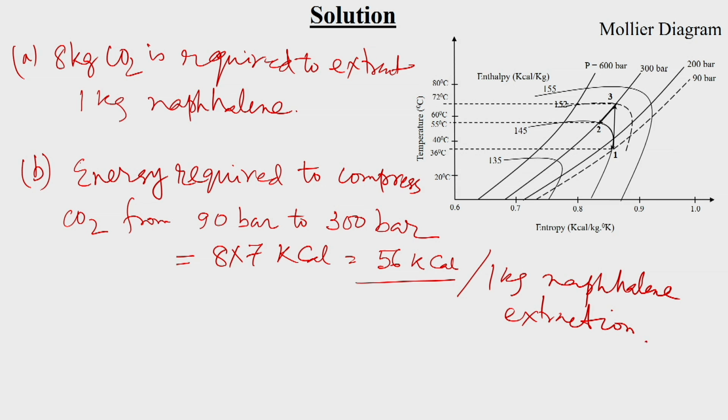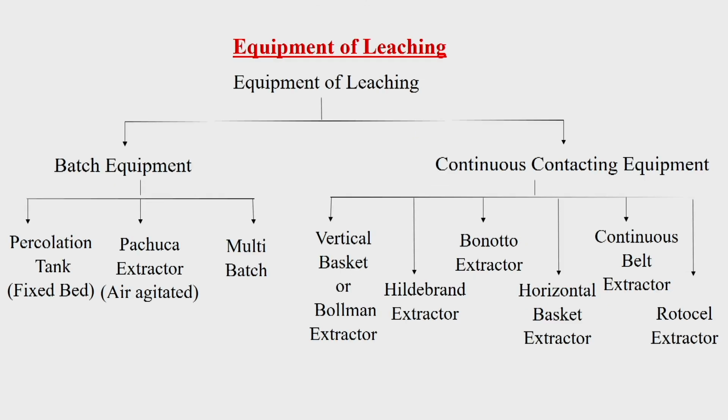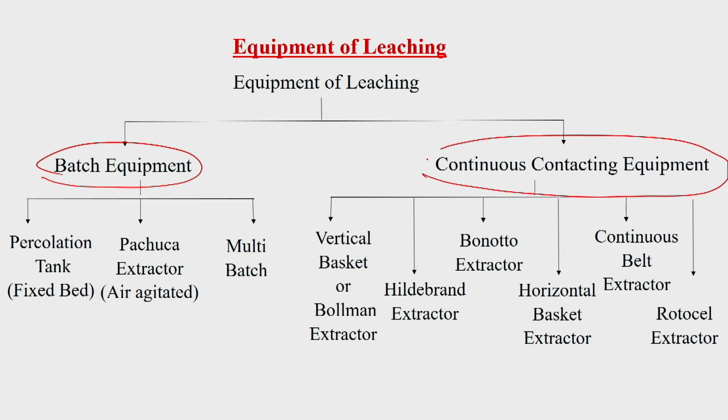Okay. So that way we can use the supercritical fluid extraction system for the extraction of solutes from solids. Now, we will be discussing the equipment for leaching. There are two different types of leaching equipment, or extraction units: batch equipment and continuous contacting equipment.